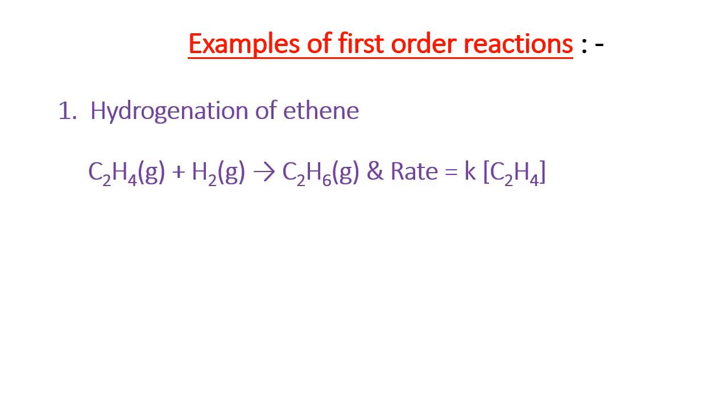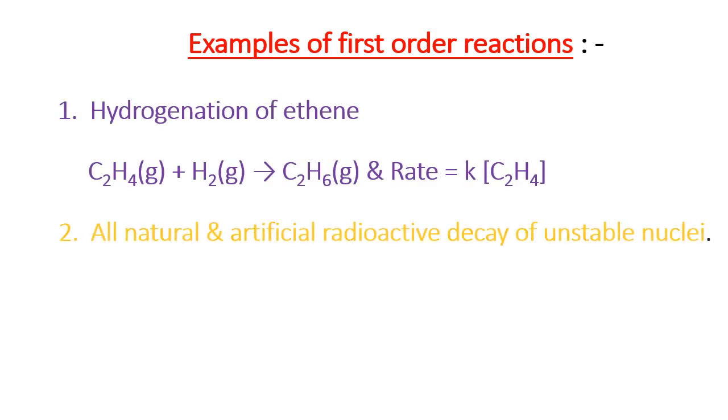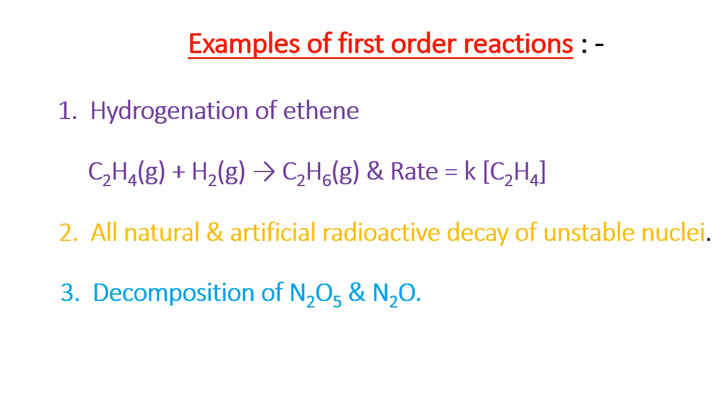Examples of first order reactions are hydrogenation of ethene. Second example is all natural and artificial radioactive decay of unstable nuclei follow first order kinetics. Decomposition of N2O5 and N2O follow first order kinetics.